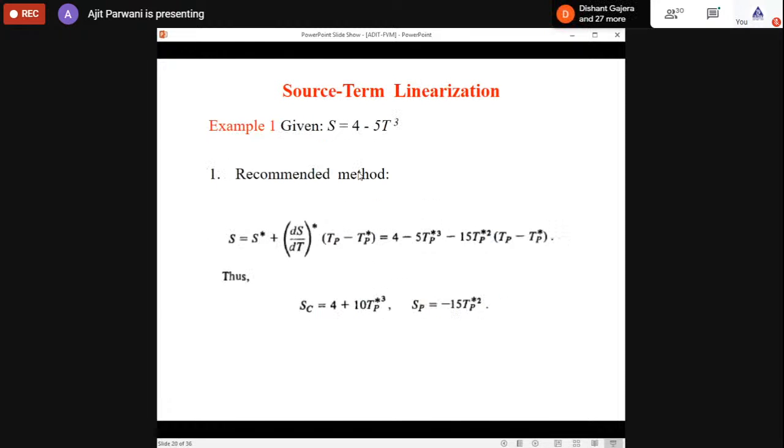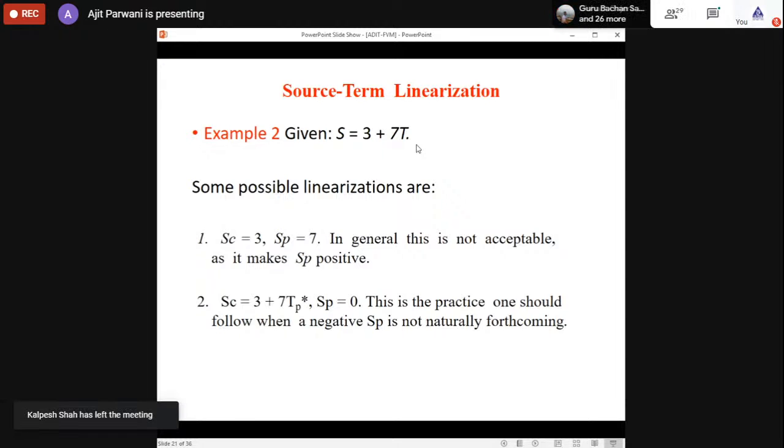Now let's take a second example. This is again a linear equation, and there is no issue with it, so we do not need to linearize it. But what is the problem with this equation? The problem is that the source is now a positive function of temperature. It depends on a positive coefficient, and this makes our second rule invalid.